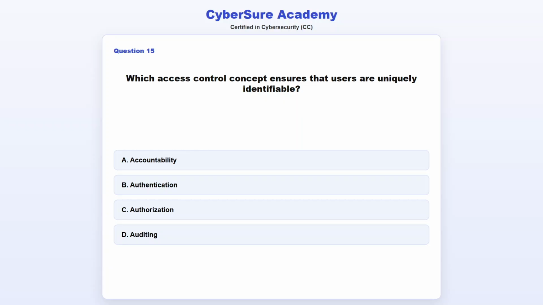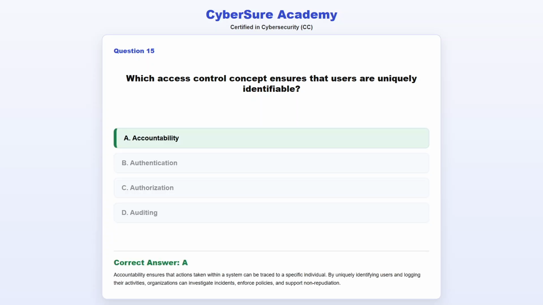Question 15. Which access control concept ensures that users are uniquely identifiable? A. Accountability. B. Authentication. C. Authorization. D. Editing. The correct answer to question 15 is A.